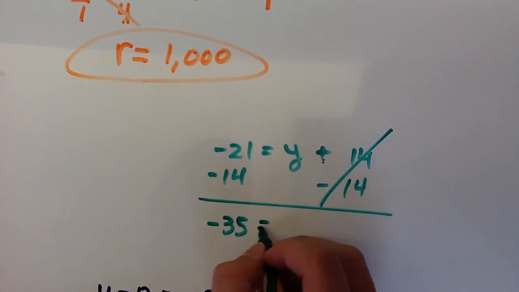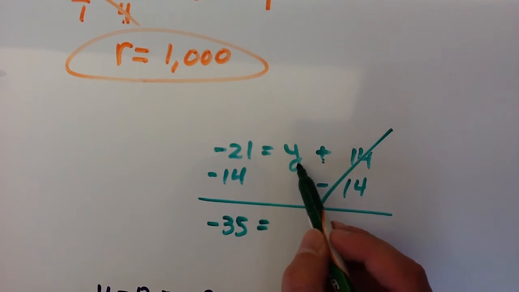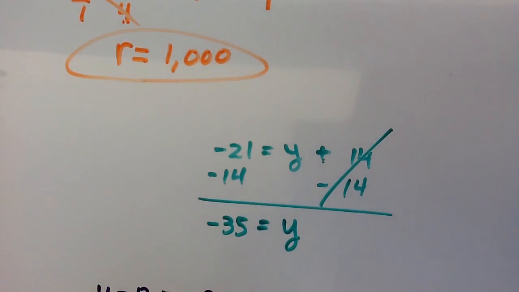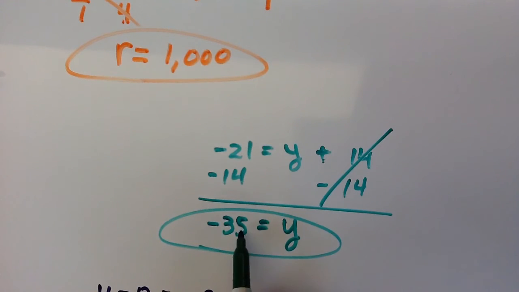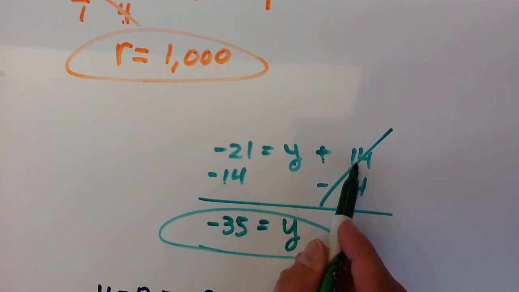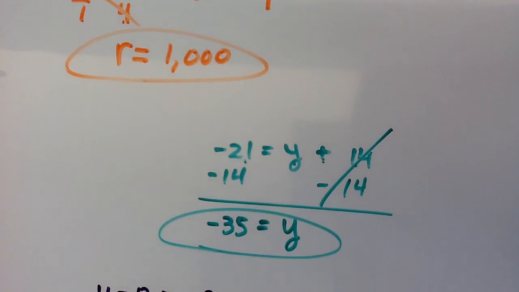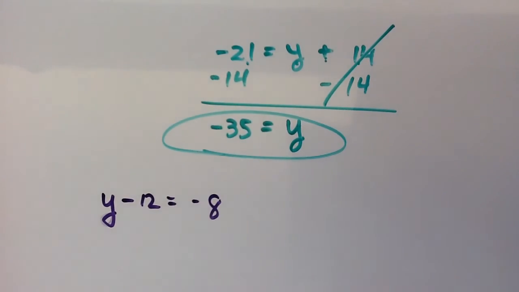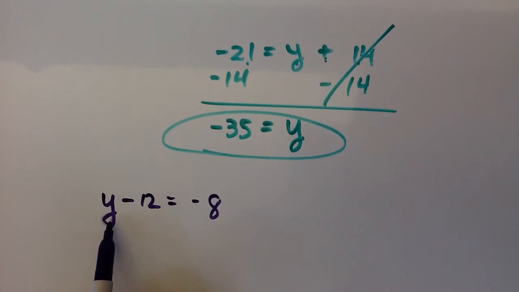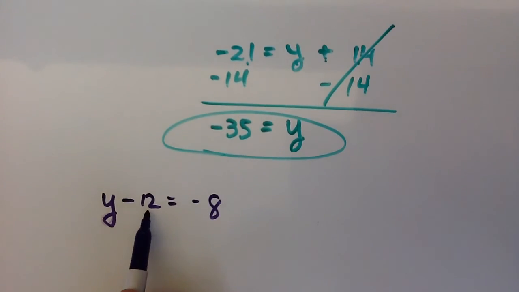I bring my equal sign straight down, and all that's left on the right side is this variable y. And so I have my variable on one side, my numbers on the other. This is the solution, negative 35. Negative 35 plus 14 would be negative 21. Last example, you have y minus 12 equals negative 8. As you can see, this time y, the variable, is on the left side of the equal sign. And so if the variable is on the left side, I need this number, negative 12, to be on the other side. So how am I going to move it?